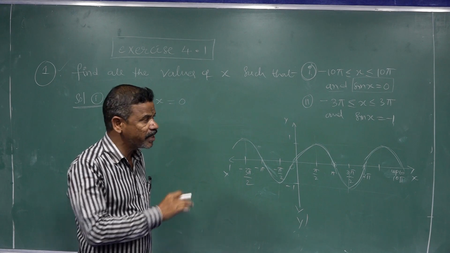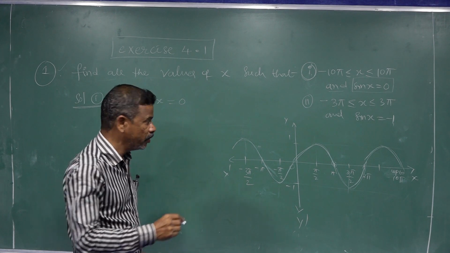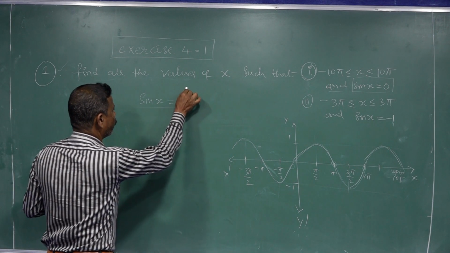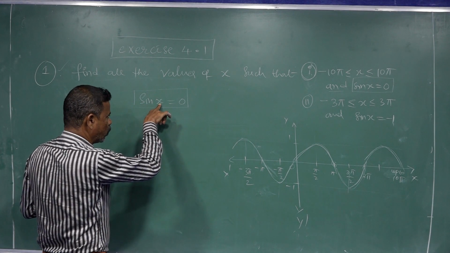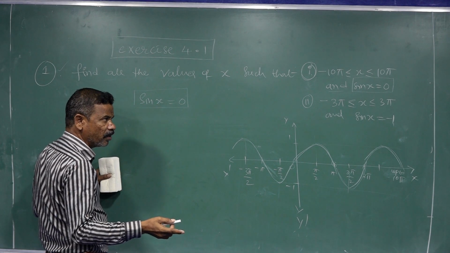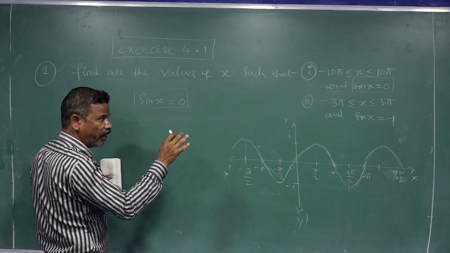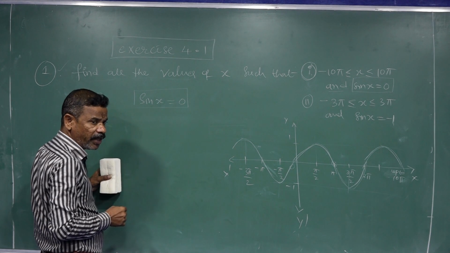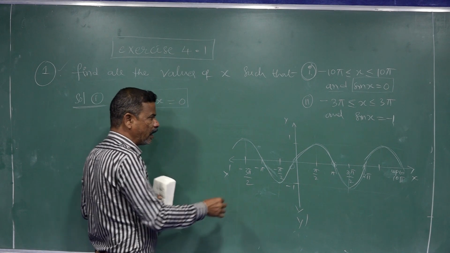The given equation is sin x is equal to 0. So x has many values. From those many values, he is asking only for the interval minus 10π to plus 10π. So we draw the graph.